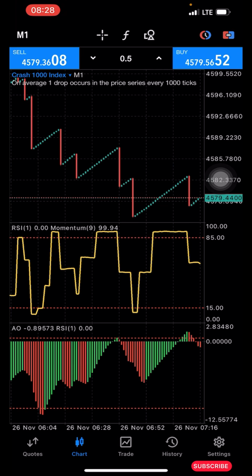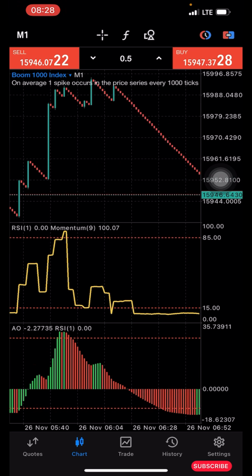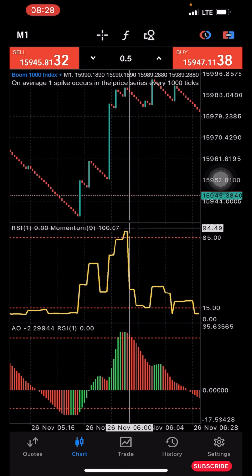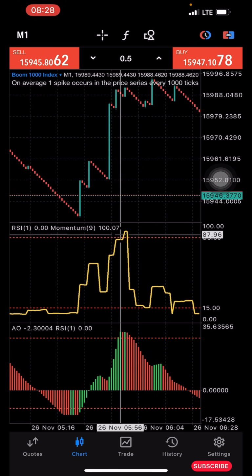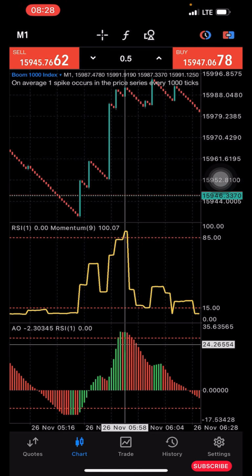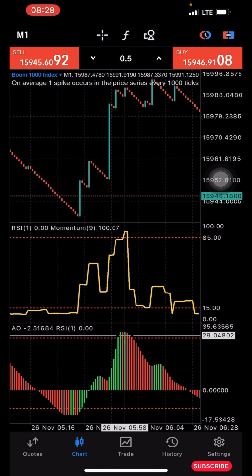Okay, so this is an example on Crash. So let me show you guys some examples on Boom, and then we are done with the explanation for this strategy. And the momentum has moved extremely above our 85 level here, right? You wait for the awesome oscillator to change to red. On Crash, it's going to be changing to green, and on Boom it's going to be changing to red. So you do the opposite of Crash on Boom.